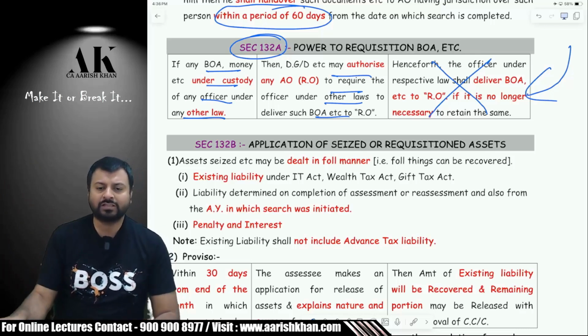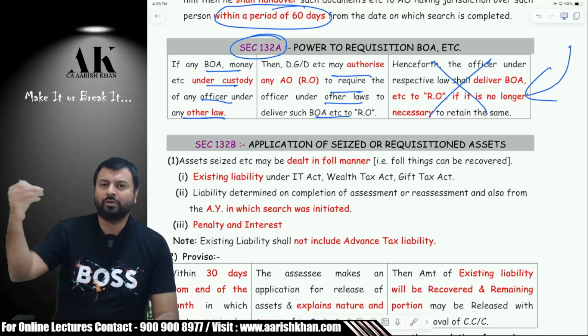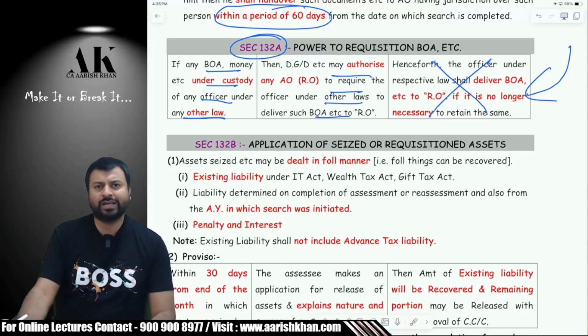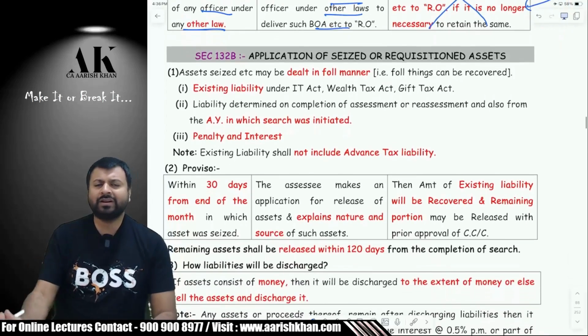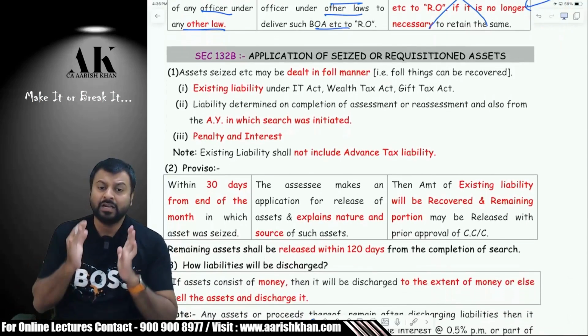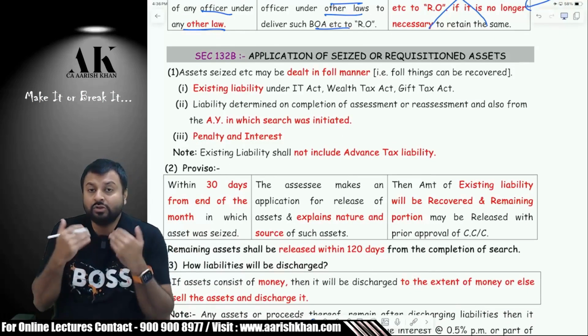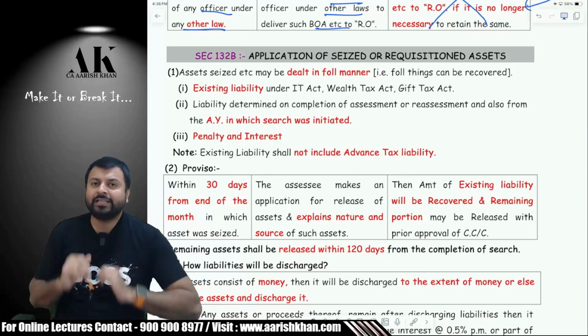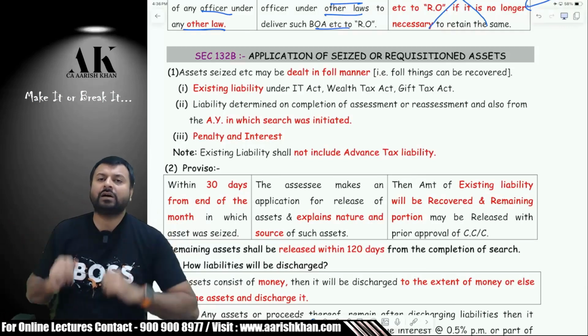That will also be called what? As a seizure only. The moment you take it from the other authority, that is as good as seizure only. Okay. Now, whatever assets are seized by the income tax department during the search and seizure, how will they use that asset? Against which liability will they use it? What all will they recover out of that seized asset?